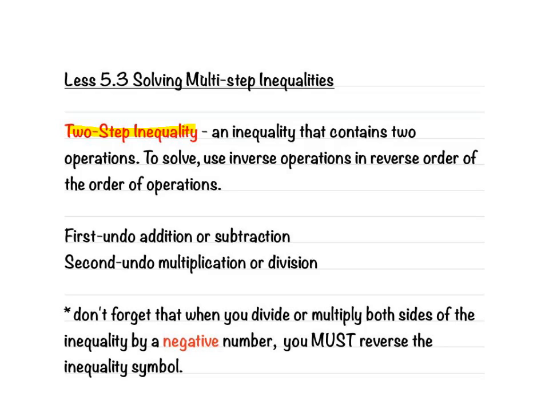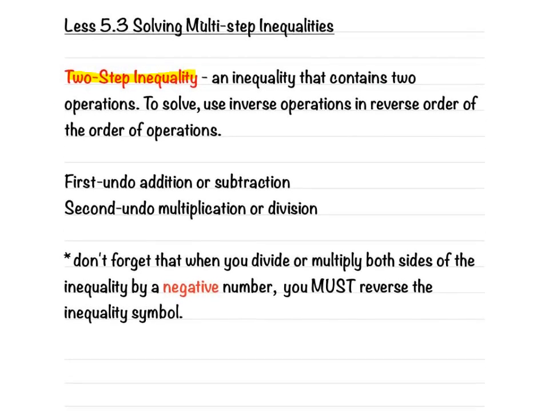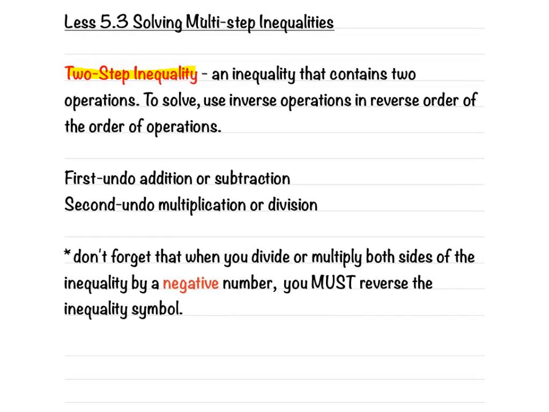So, first, you are to undo any addition or subtraction. Second, you're to undo multiplication or division, just like you would for a two-step equation. Except, don't forget that when you divide or multiply both sides of an inequality by a negative number, you must reverse the inequality symbol. Okay, you have to remember that.